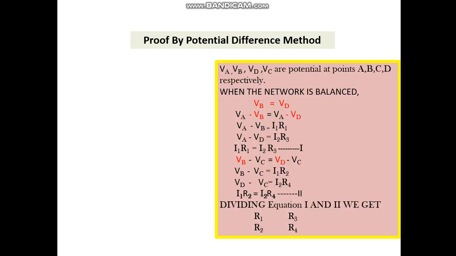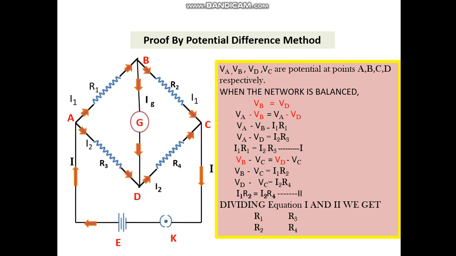Now proof by potential difference method. We have the same circuit. Vb is equal to Vd. We subtract Va on both the sides. The value doesn't change. But we know potential at A minus potential at B is nothing but the potential difference across R1, that is I1 R1, and also VA minus VD, potential at A minus potential at D, is equal to potential difference across R3, that is I2 R3. So I1 R1 is equal to I2 R3.